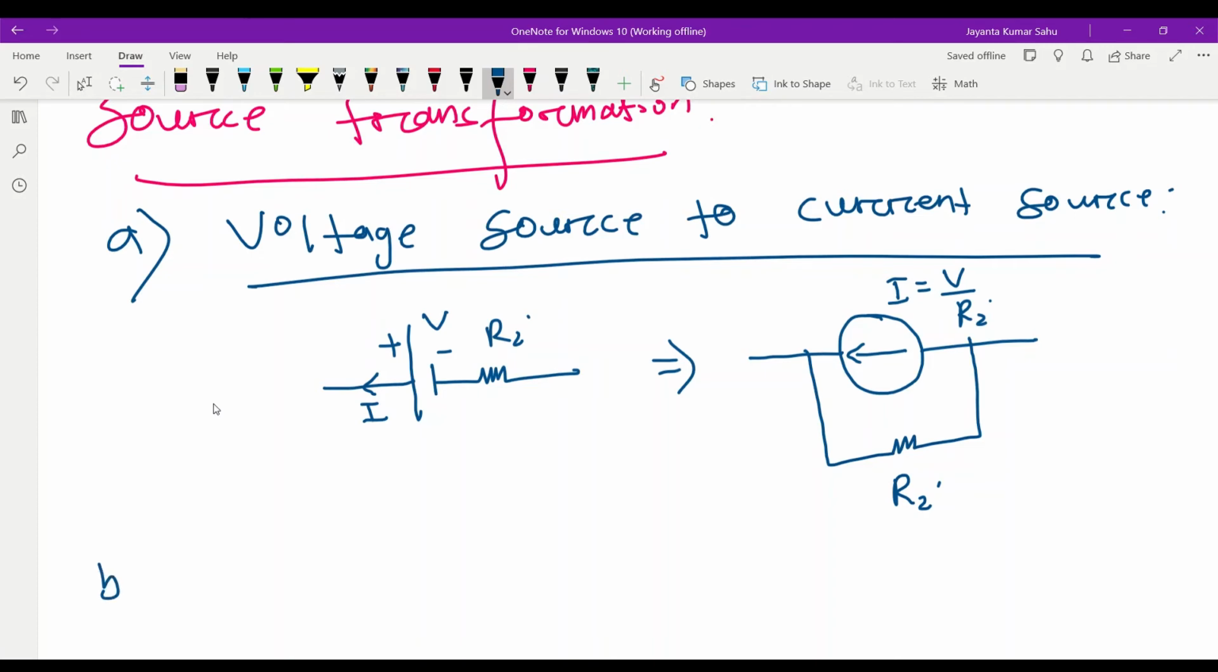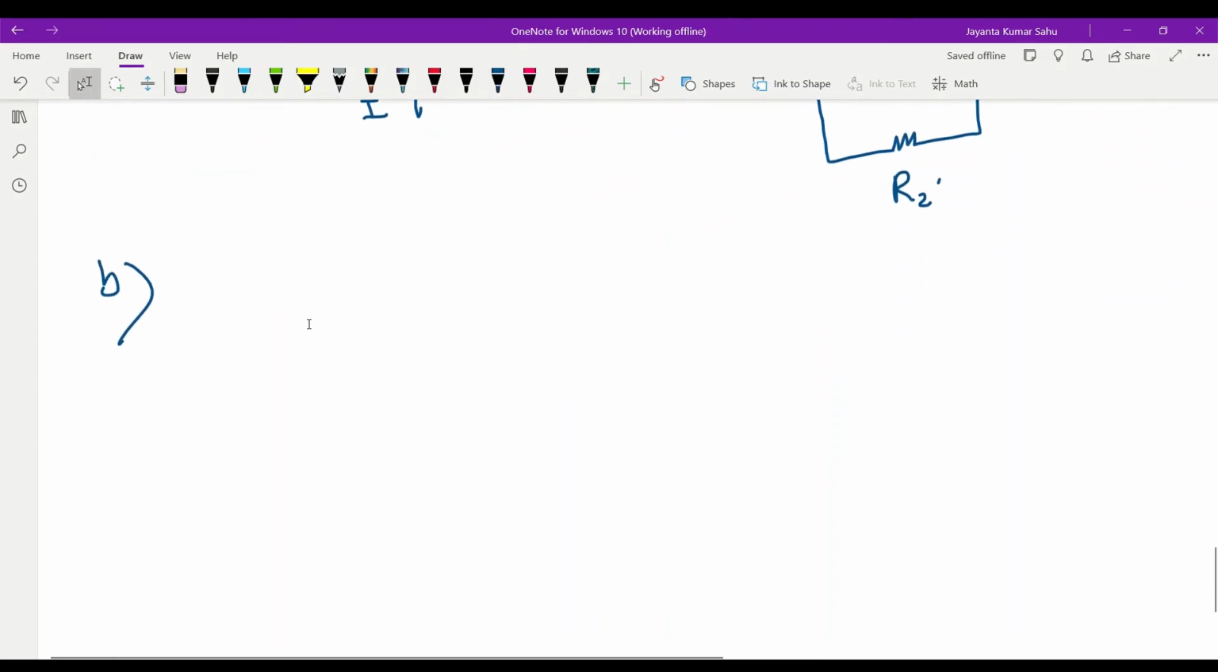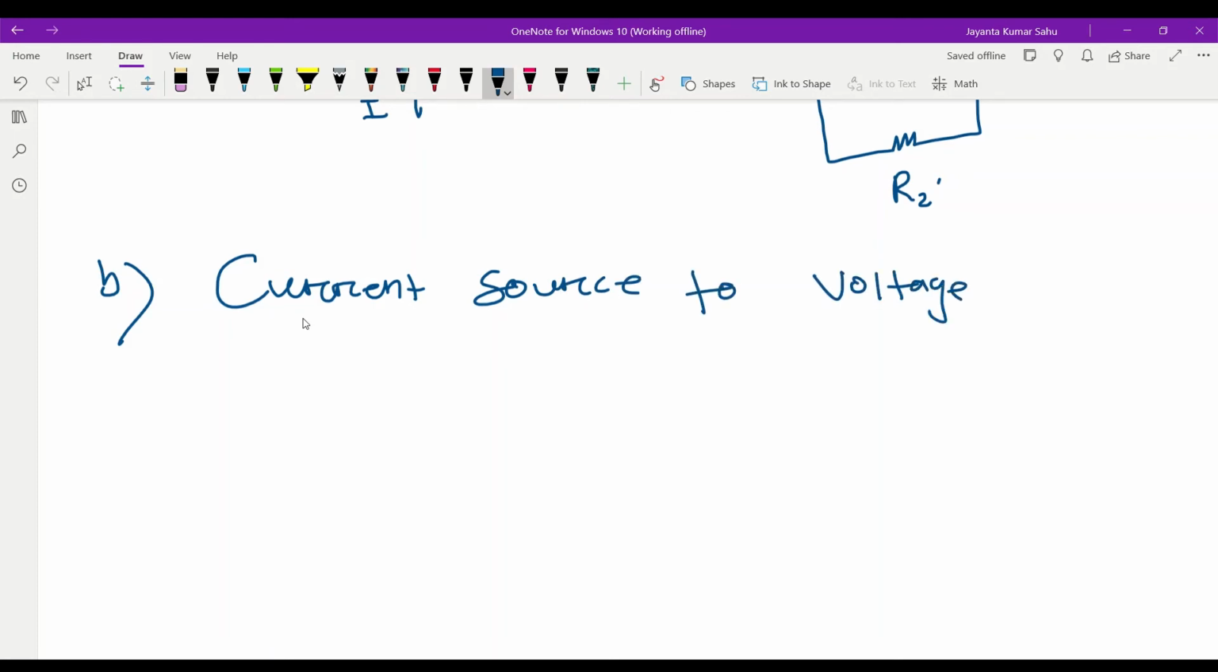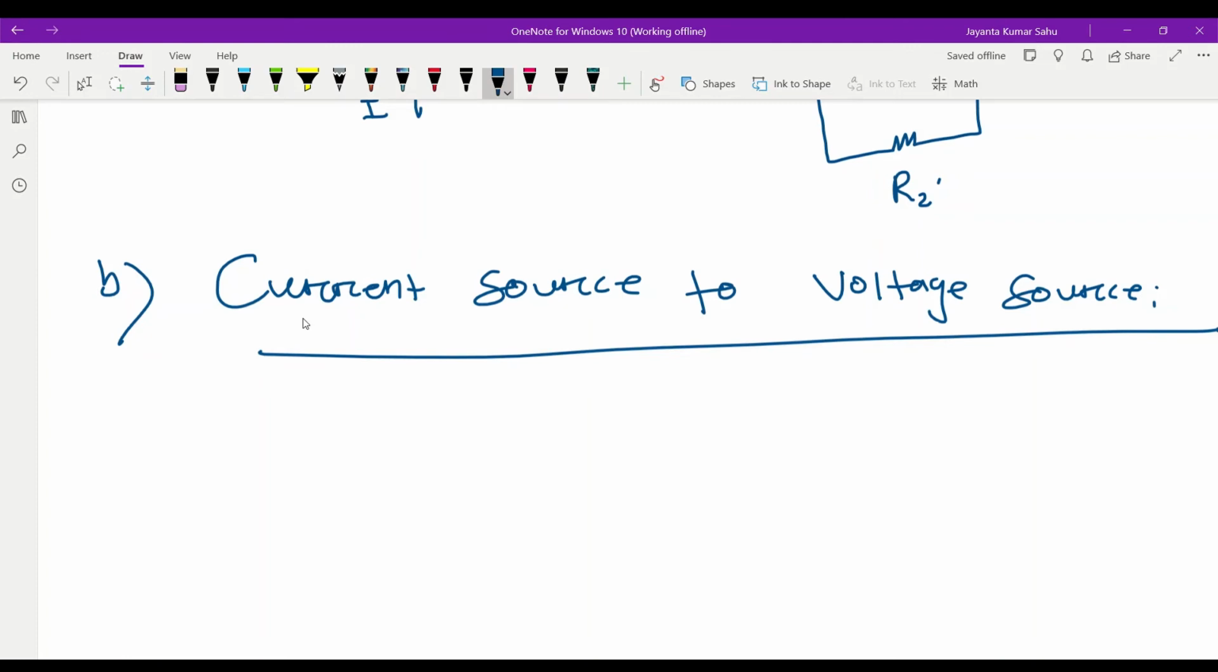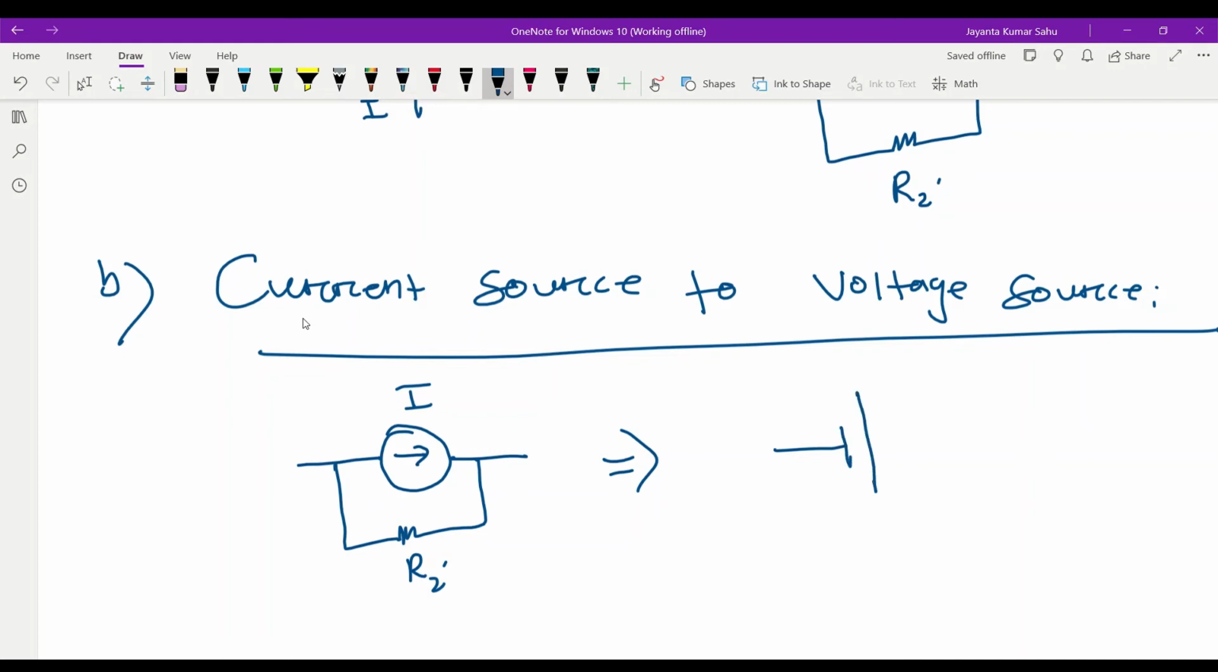Second one is current source to voltage source. Let this is the current source, practical current source, and this is the internal resistance. Let this is I, here internal resistance Ri. Now we convert into voltage source. This is the direction, that means first one is negative, second one is positive, so that the current direction is same.